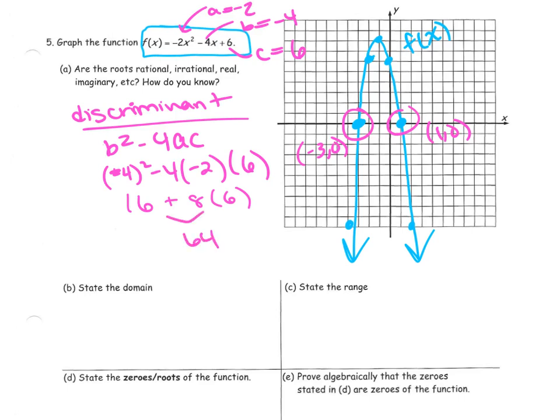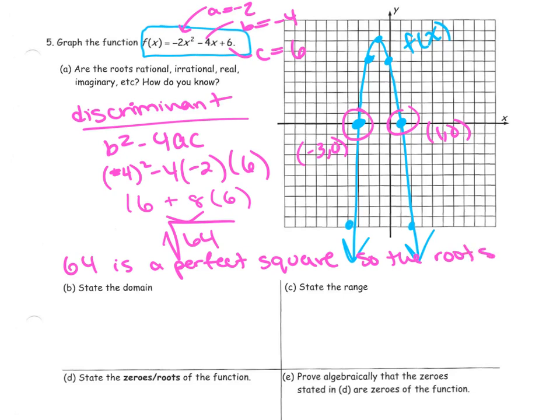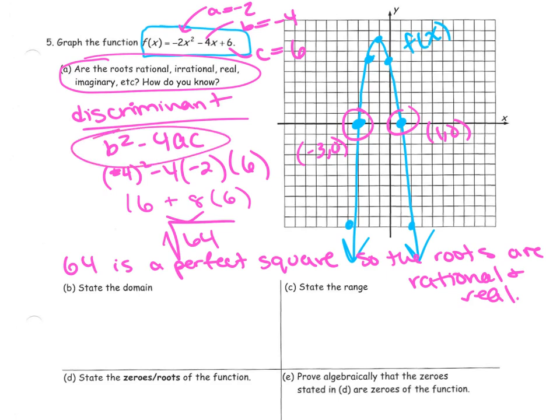Because that's the number that goes under the radical, we would say 64 is a perfect square. So the roots are rational and real. Okay, that's how we determine the characteristics of the roots, whether it's rational or irrational, and then real and imaginary. So again, you're just checking with the discriminant. That's the number that's under the square root. Okay, and you're going to see if it's a perfect square, it's rational.